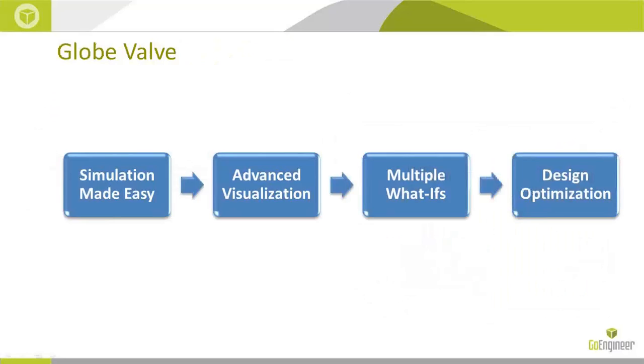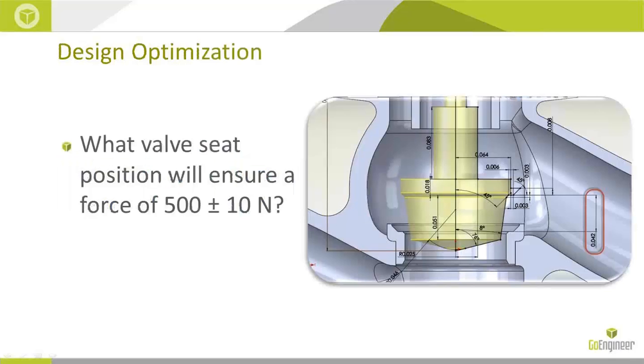So we've seen how simple it is to set up a simulation, our advanced visualization techniques, and we have investigated multiple what-if scenarios. Now let's explore the design optimization route. For my optimization, I'd like to find what valve seat position will ensure a force of 500 newtons on my valve seat, with a tolerance of plus or minus 10 newtons.